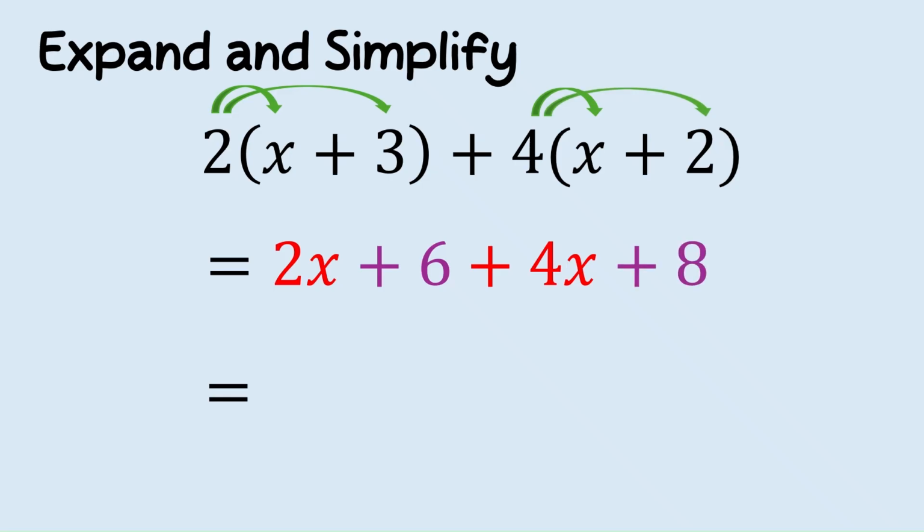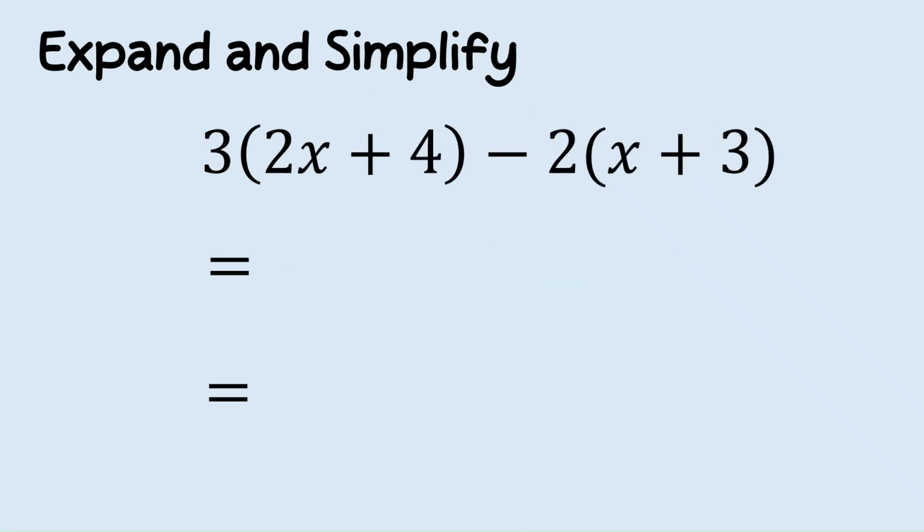Now we want to simplify by collecting like terms. We see there are two x terms, 2x and 4x. If we add those together, that gives us 6x. And two number terms, 6 and 8, which is 14. So we get 6x plus 14.